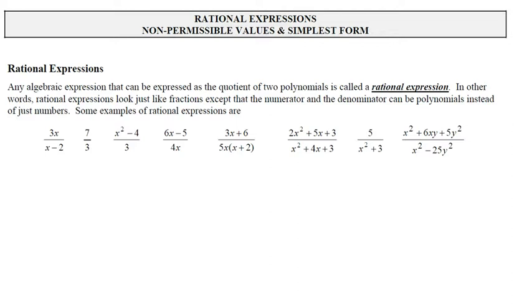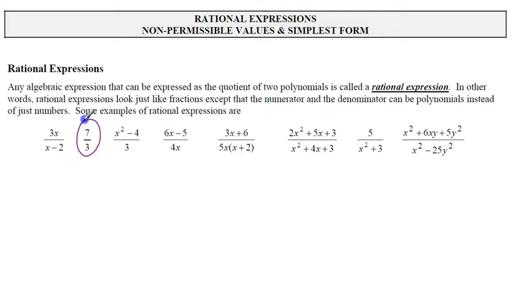Any algebraic expression that can be expressed as the quotient of two polynomials is called a rational expression. In other words, rational expressions look just like fractions. Until now, you're used to working with fractions. The difference is that the numerator and the denominator can be polynomials instead of just numbers. Some examples of rational expressions: a fraction like 7/3 is a rational expression. Other examples are 3x over x minus 2, and x squared minus 4 over 3.